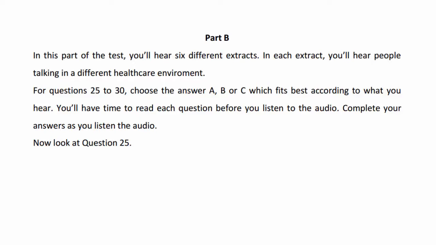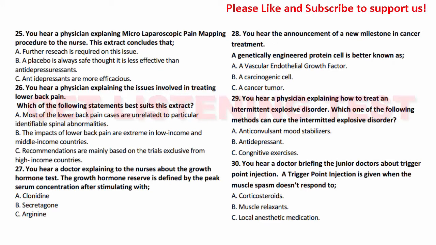That is the end of Part A. Now look at Part B. Part B. In this part of the test, you will hear 6 different extracts. In each extract, you'll hear people talking in a different healthcare environment. For questions 25 to 30, choose the answer A, B, or C, which fits best according to what you hear. You will have time to read each question before you listen. Complete the answers as you listen to the audio. Now look at question 25. You hear a physician and scientist making an announcement on a finding. Now read the question.